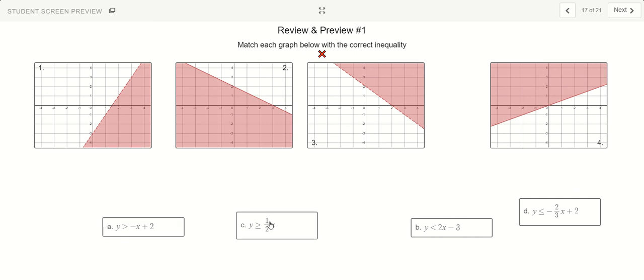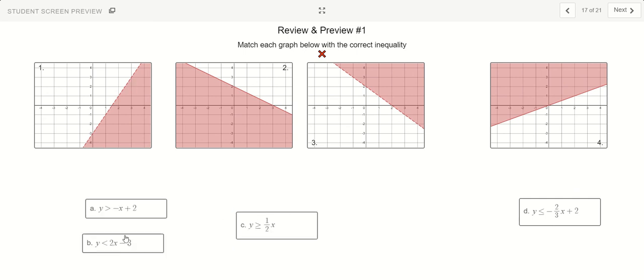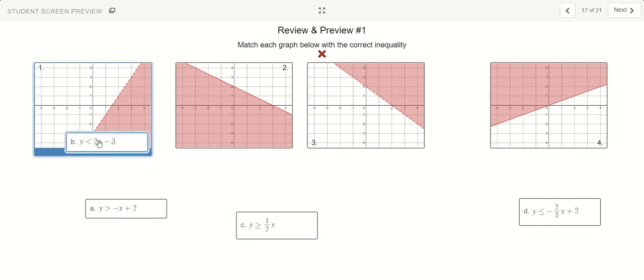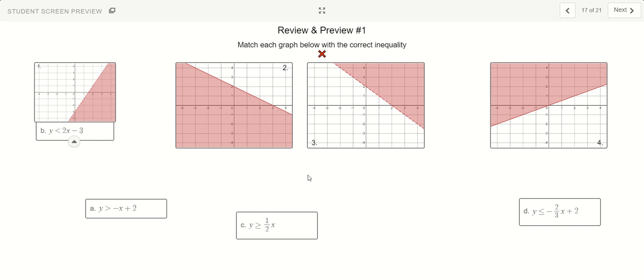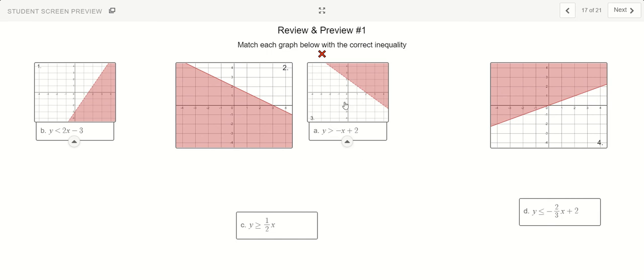So here, notice for this first graph, we have a dotted line. So we want one of the ones without the equal sign, right? And we know that it's going to be shaded below. So y is going to be smaller. The other dotted line is shaded above. So this one is, again, a dotted line, not strict inequality.